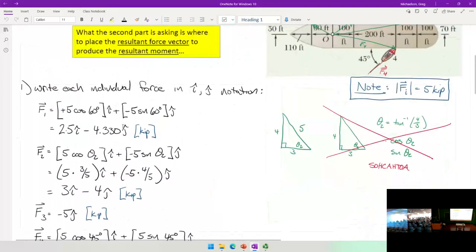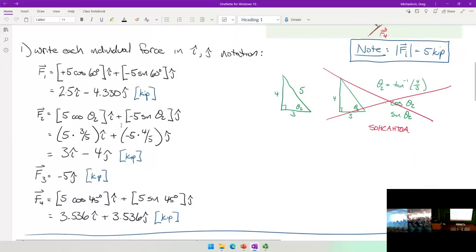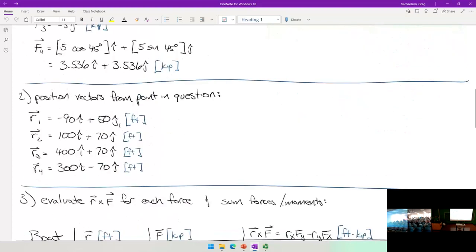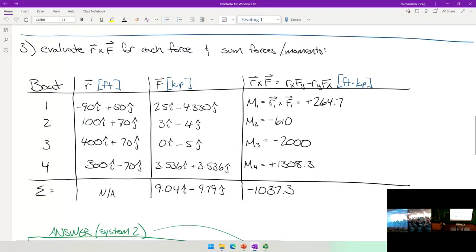So the first step was we needed to write out each individual force in IJ notation. So here's force 1, force 2, force 3, force 4. And then the next thing we needed to do is write each position vector in IJ notation. So position vector 1, position vector 2, etc. And then after that, it was pretty systematic, pretty rote. We just write down all our R vectors, write down all our F vectors, cross each R and F pair, sum the forces, sum the moments, we're done.